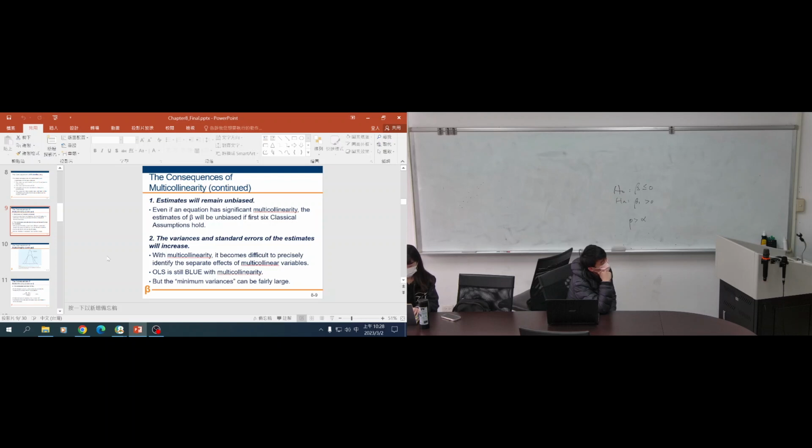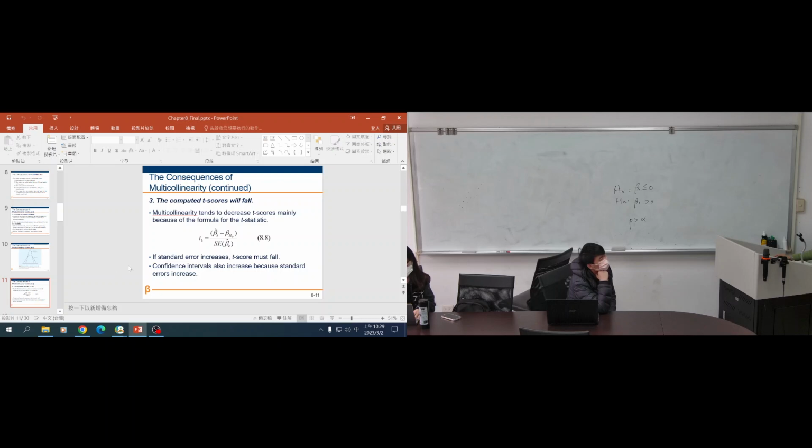The second one: the variances and standard errors of the estimates will increase. We'll refer to this later on. The third one: the computed t-score will fall, since this one is increased. I need to use an example to do the comparison, then you will know why it is increased. But here, you just accept that the second conclusion is that the standard error increases.